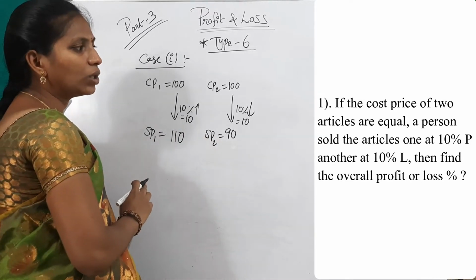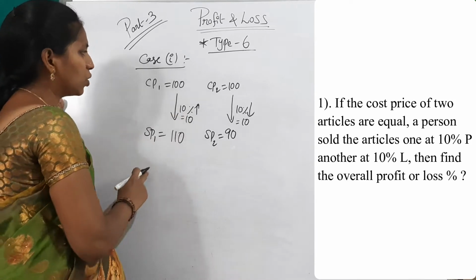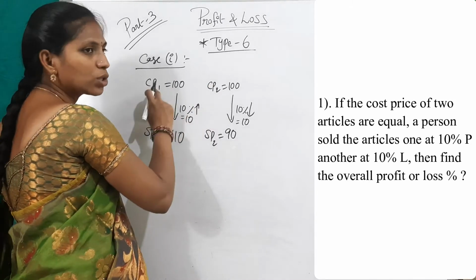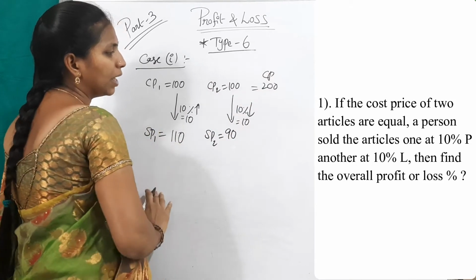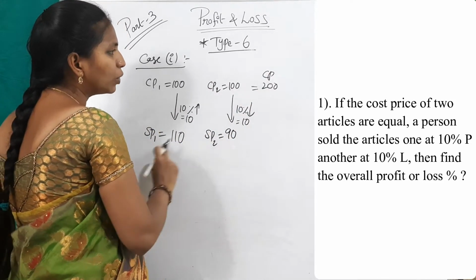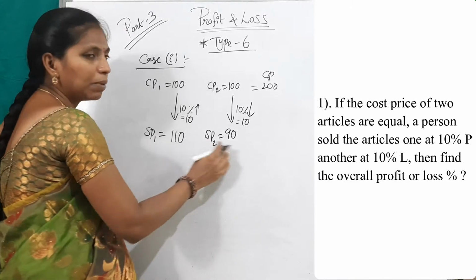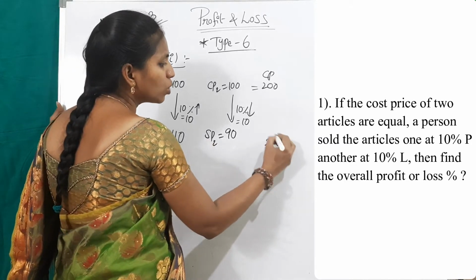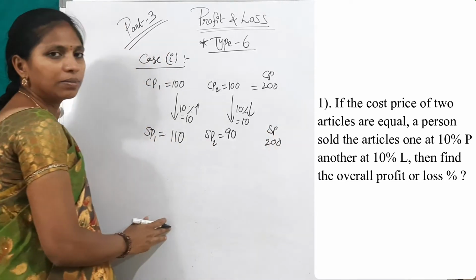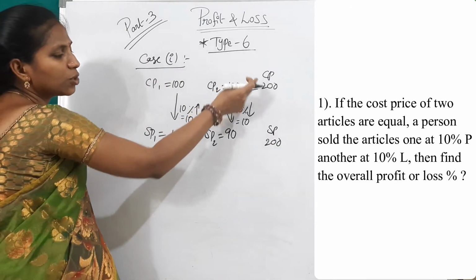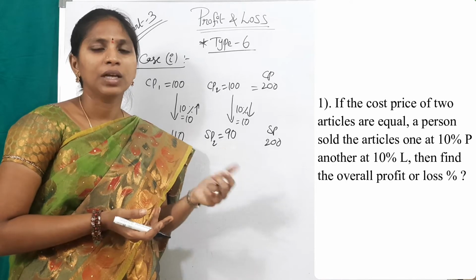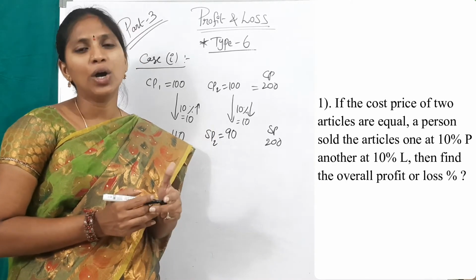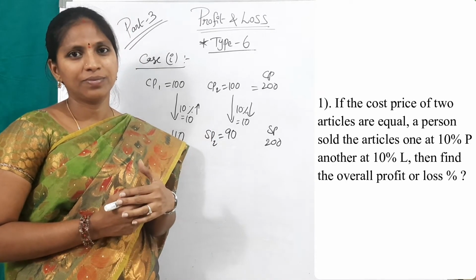Finally, here find out the profit or loss percentage. What is the total cost price of 2 articles? 200 rupees, total CP. And what is the total SP of 2 articles? 110 plus 90, that is also 200, total SP.